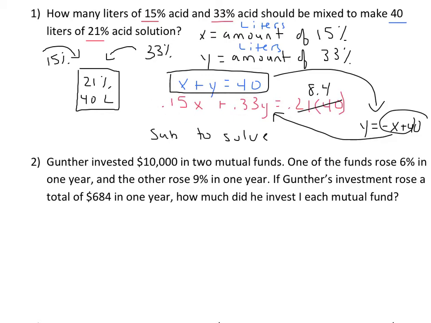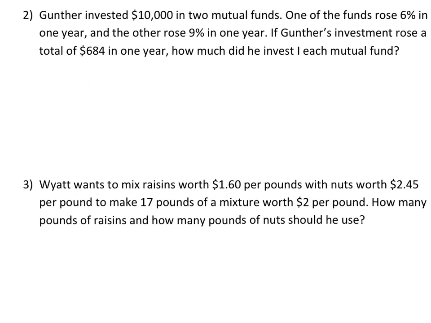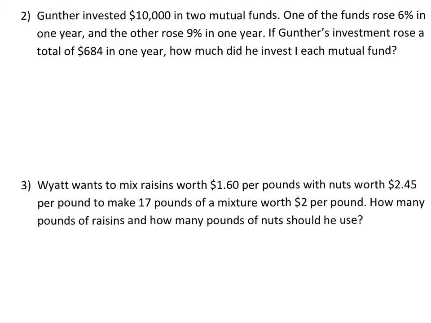All right, so now let's go down and look at example 2. Gunther invested $10,000 in 2 mutual funds. One of the funds rose 6% in 1 year, and the other rose 9% in 1 year. If Gunther's investment rose a total of $684 in 1 year, how much did he invest in each mutual fund?